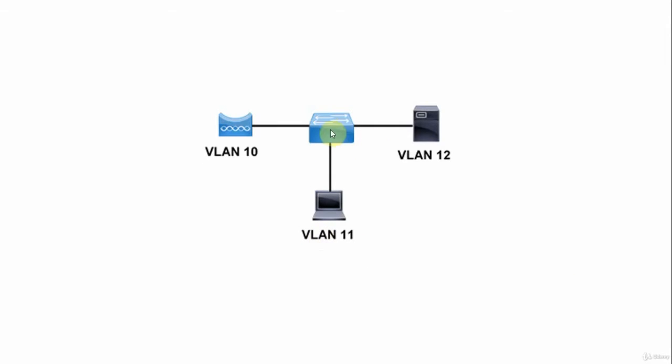So here's a topology. There's a layer 2 switch. This is a wireless access point, but it's a VLAN. Often there's going to be, say, five wireless access points, for example. This is VLAN 11. This is a user VLAN, so it's got some desktops, and this is a server VLAN with some servers.